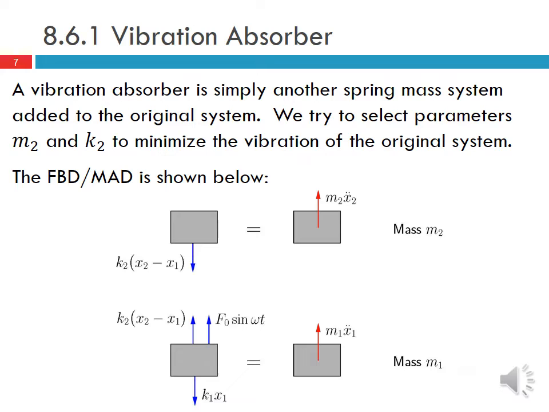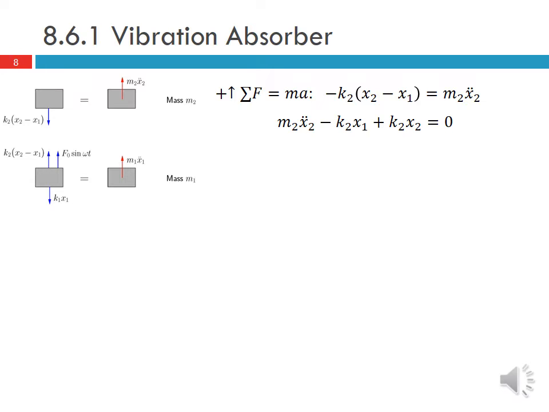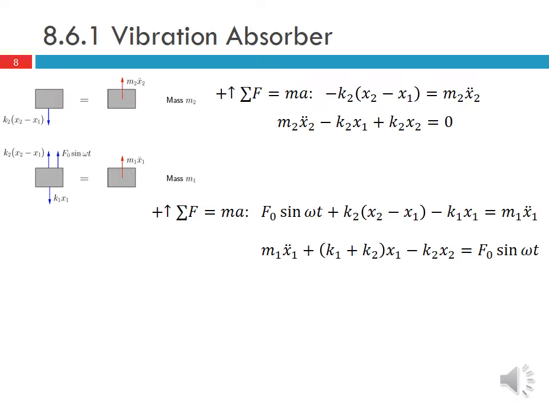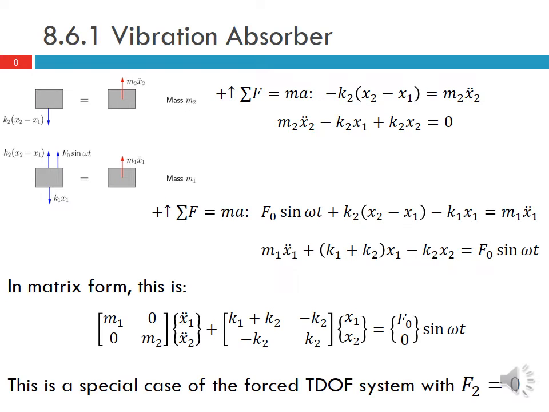So we can draw a free body diagram and mass acceleration diagram of this 2 degree of freedom combined system. And we can use Newton's laws to write our equations of motion, which we get here. So in matrix form, we have the equations of motion for this system as shown here. This is just a special case of the forced 2 degree of freedom system with our F2 equal to 0.